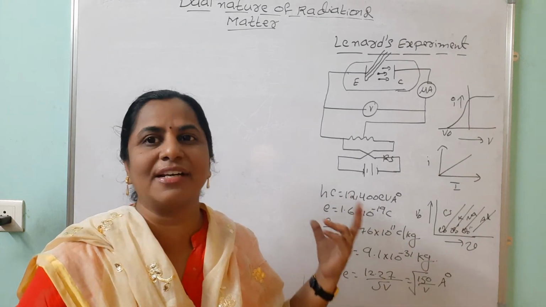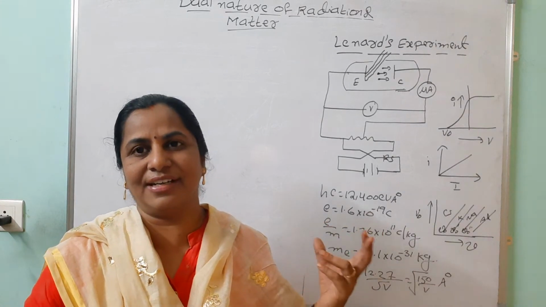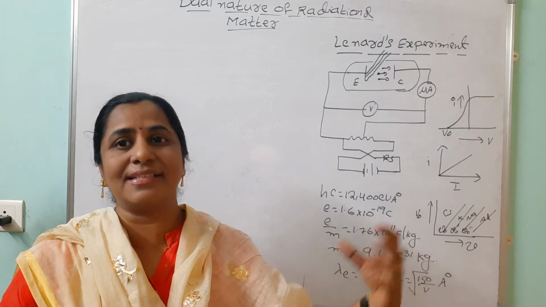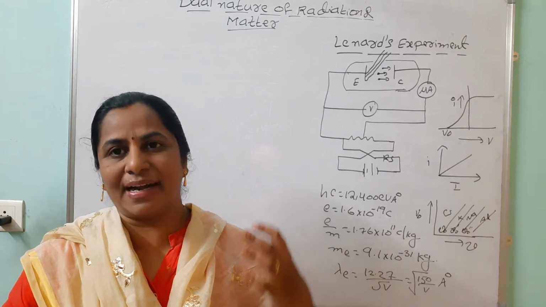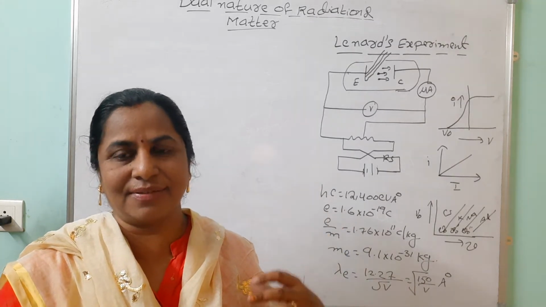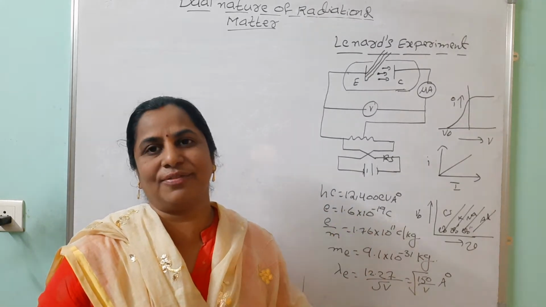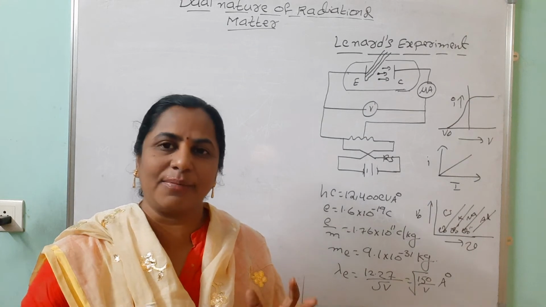That's why the chapter name is dual nature of radiation and matter. When particles are moving, they behave like particles as well as like waves. That's why this is called the dual nature of radiation and matter. Anyway, come to our point.